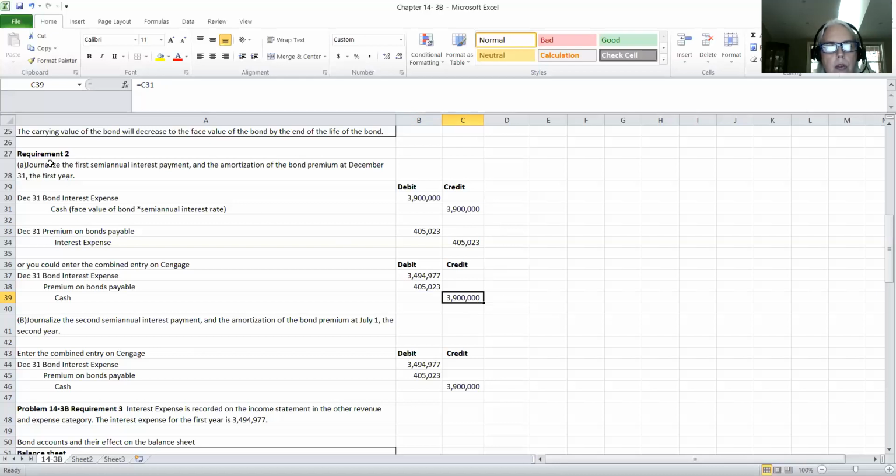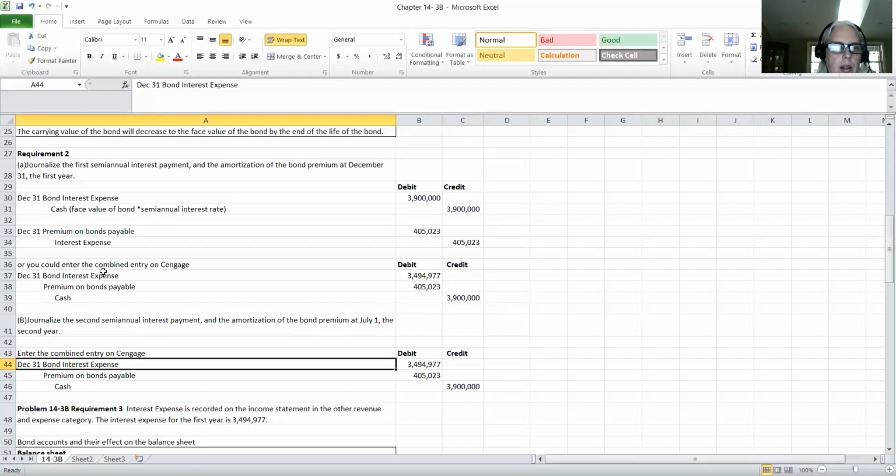In the second part of requirement number 2, in the B part, they're also wanting you to make a journal entry for the second semi-annual interest payment and the amortization of the bond premium at July 1st in the second year. And again, it's going to be this very same journal entry that we completed in the A part, because you're making an interest payment for 6 months from January 1st to July 1st. And I see I've got a mistake in this. This should say July 1st. I'm sorry, class.